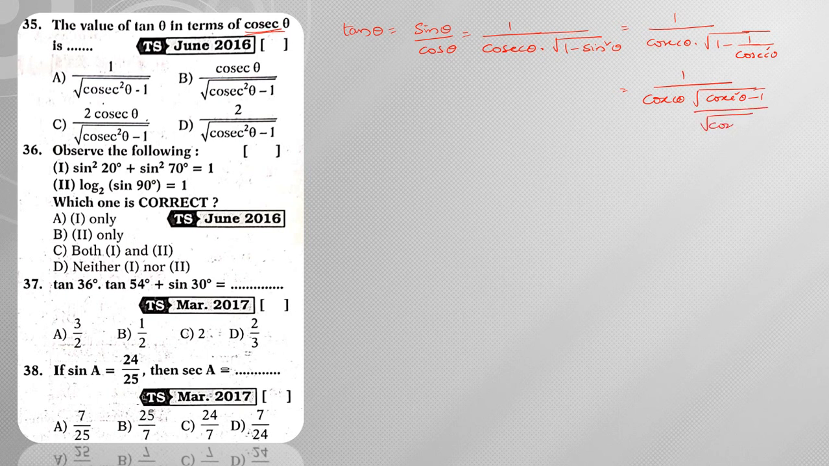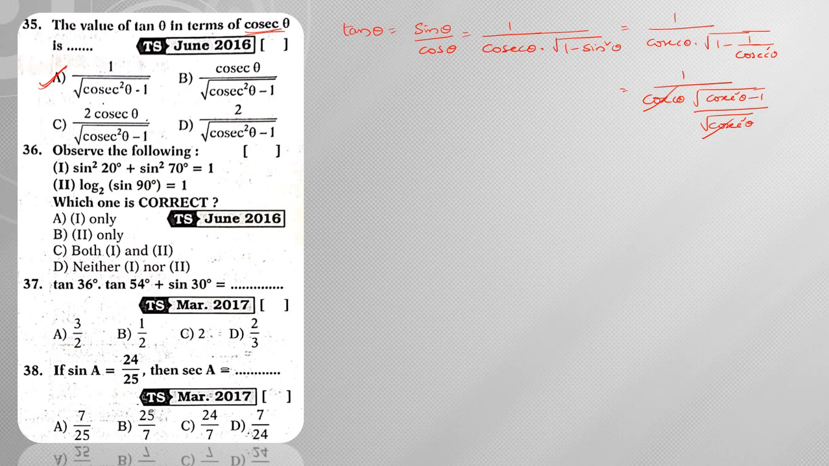So square root of cosec square theta. Now square root of cosec square theta is nothing but cosecant theta, so that cosecant theta gets cancelled. Now directly I am going to get 1 by square root of cosecant square theta minus 1. So hence it is option A.